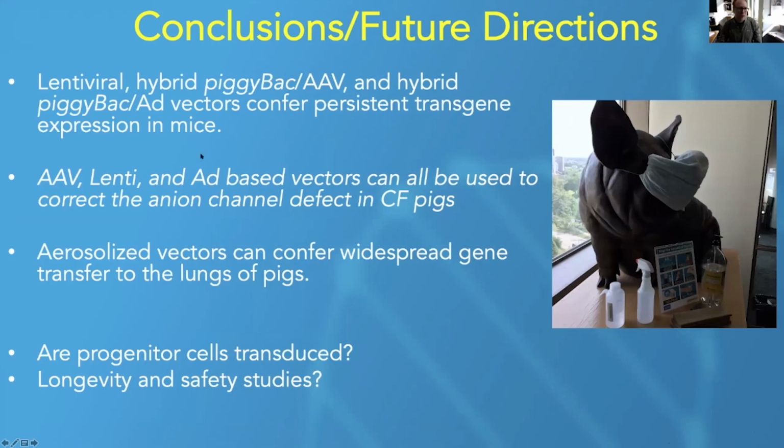So just to conclude, I didn't show the data, but we've previously published data in mice. All of these vectors I talked about can confer persistent transgene expression in a mammal. And in pigs, we've demonstrated that AAV, lenti, and Ad-based vectors can all be used to correct the anion channel defect. In particular, AAV and Ad were especially good at also correcting the ASL pH and bacterial killing ability. Importantly, we've demonstrated that aerosolized vectors can confer widespread gene transfer to the lungs of pigs.